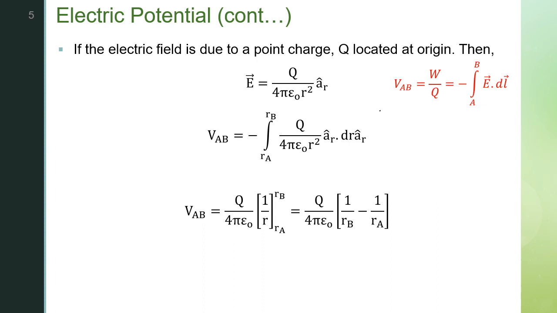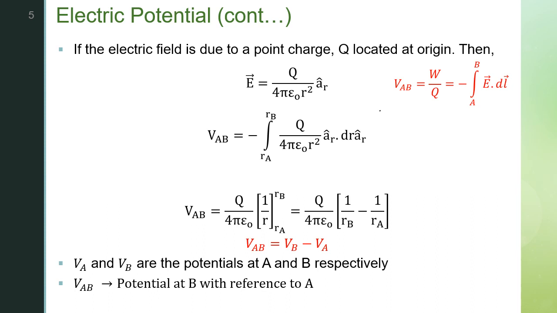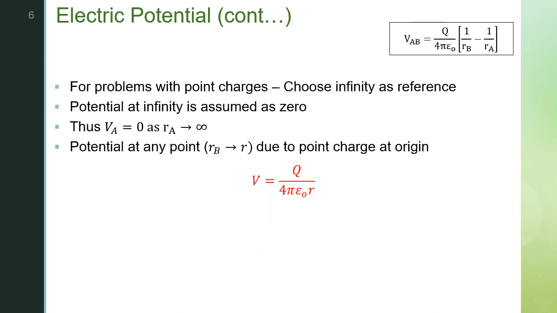And when you separate the terms, the first term will denote the absolute potential at point B, and the second term will denote the absolute potential at point A. Therefore, VAB can be written as VB minus VA. That is, it is the potential at point B with reference to A. So VAB is the potential difference, and VA and VB correspond to the absolute potentials at points A and B. Now, we have derived the potential difference as the difference between the potential at point B and the potential at point A.